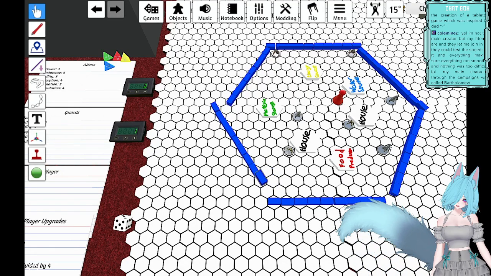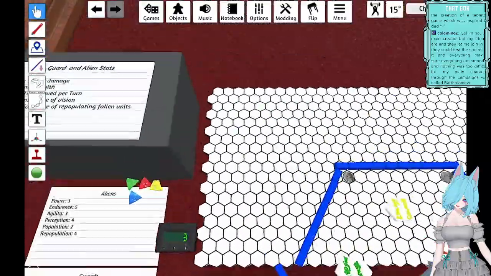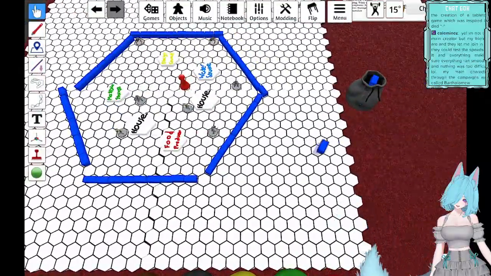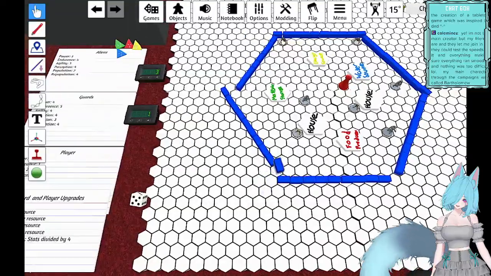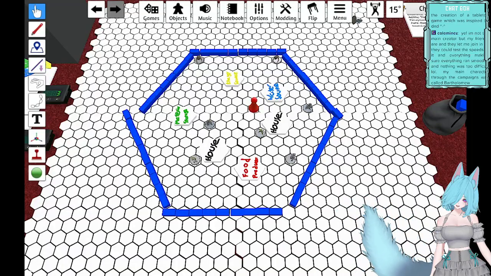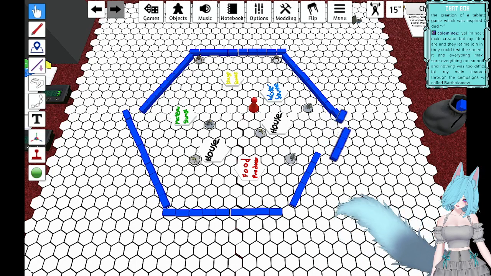Let's do this and this. Yeah! This did not go that well when playtesting. Or when I was setting it up earlier. So I'm genuinely surprised. Ah, there we go.